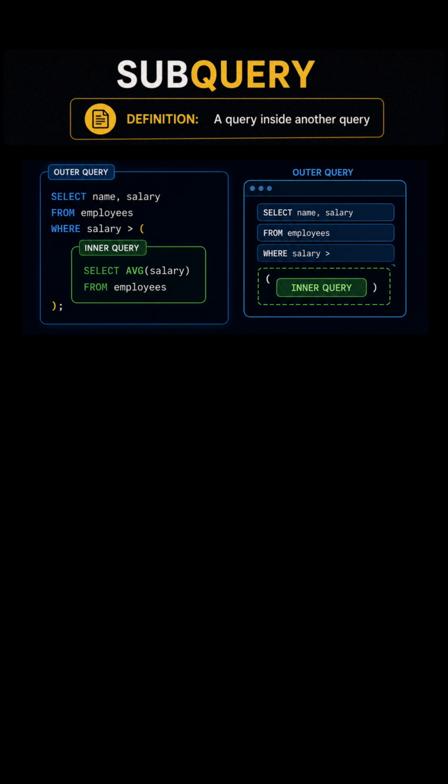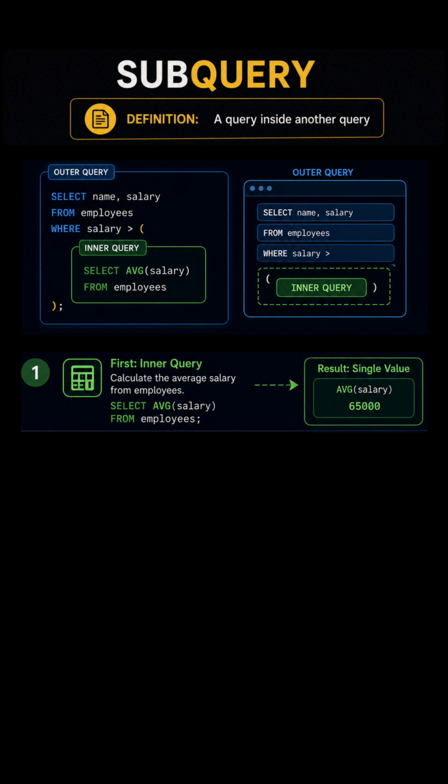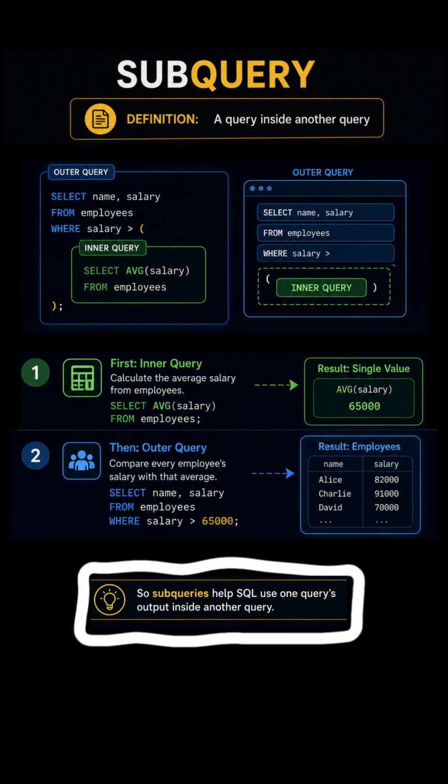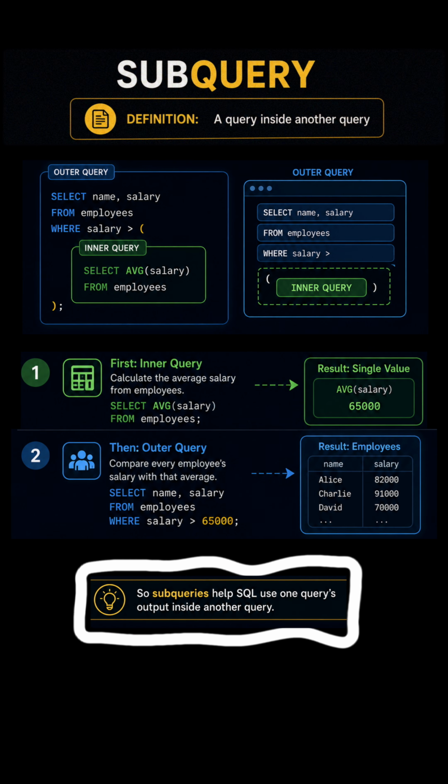Subquery. A subquery is simply a query inside another query. Here is what SQL does internally. First, the inner query calculates the average salary. Then, the outer query compares every employee against that result. So, subqueries help SQL use one query's output inside another.